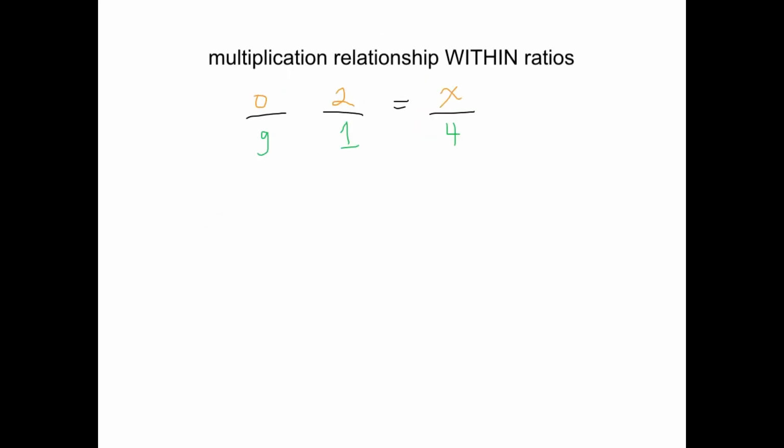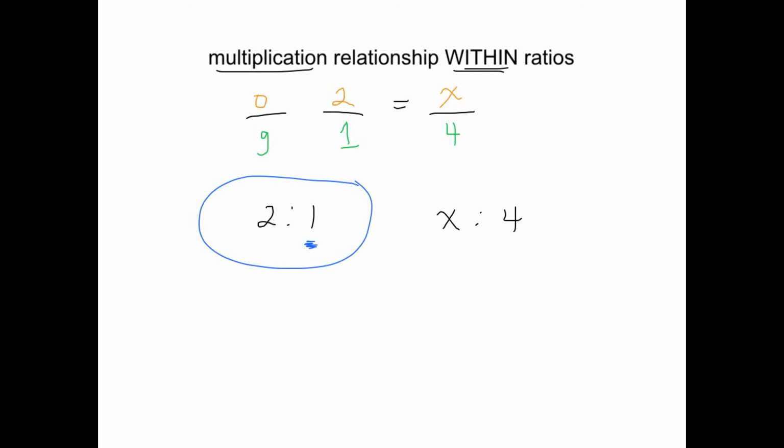Now I'm going to show you the second way to determine the value of x. We're going to be looking at a multiplication relationship within these ratios. So again, we had a ratio of 2 to 1 and a ratio of something to 4. So let's look at the first ratio that's complete. Can you find a multiplication relationship between these two values? Well, we know when we multiply, the numbers get larger. So let's look at the smaller number, the number 1. What do I need to multiply 1 by to get to the number 2? 1 times what gives us 2? Right, 1 times 2 is 2.